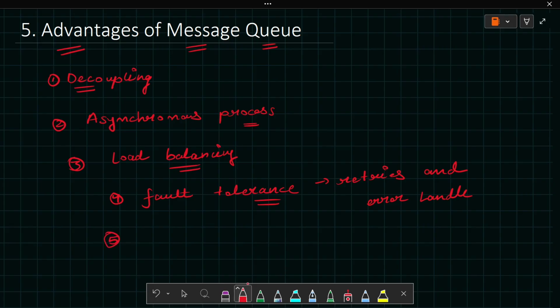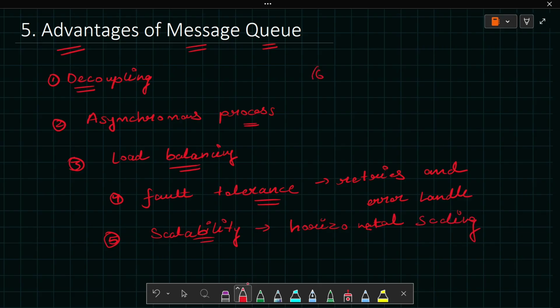The fifth is scalability. We are able to scale the architecture of our system design. How? Message queues can easily handle a large volume of messages by storing them in a first in first out queue. It allows systems to scale horizontally by adding more consumers. We also call it horizontal scaling.